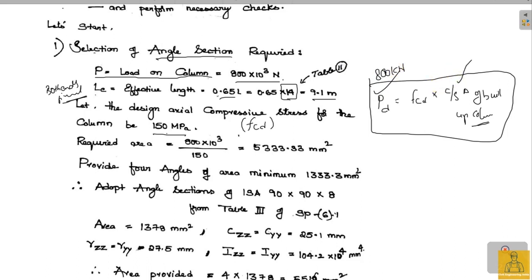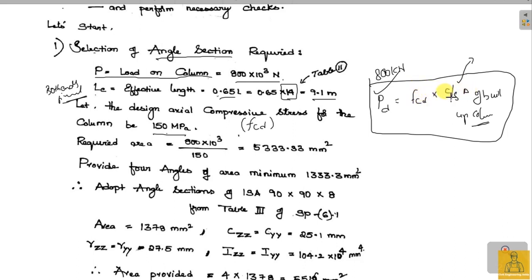So you need to find out the area required. From this area required, you are able to find out the dimensions of the section. But here FCD is also unknown. So unless I assume a certain value for FCD, I cannot get the cross-sectional area required.